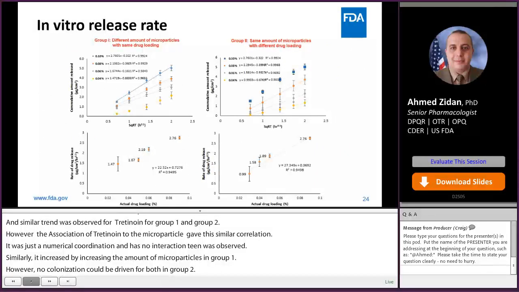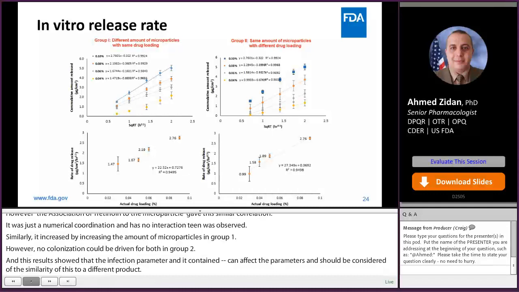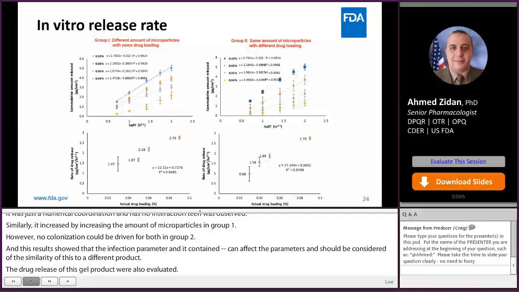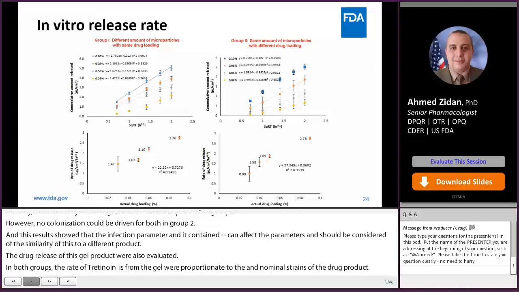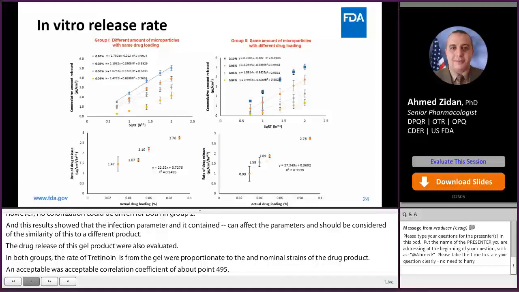The drug release properties of these proportional gel products were also evaluated. In both groups, the rate of tretinoin released from the gel was proportional to the nominal strength of the drug product, and an acceptable correlation coefficient of about 0.95 was obtained. These proportional studies may then be used as another in vitro surrogate for demonstration of bioequivalence of proportionally formulated intermediate strengths of the topical drug product containing microparticle, especially when it is prepared by various manufacturing methods.